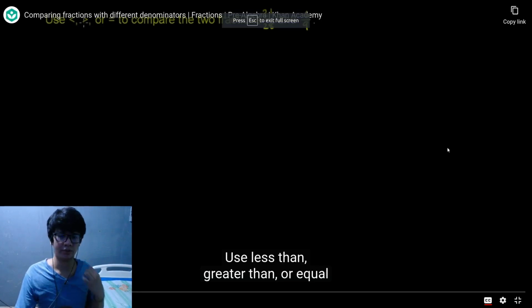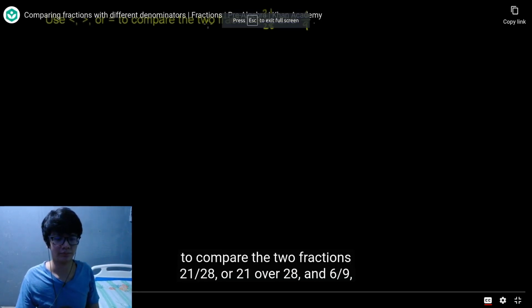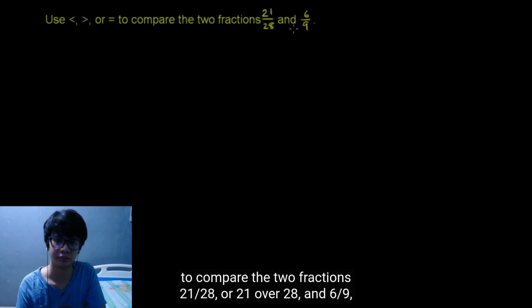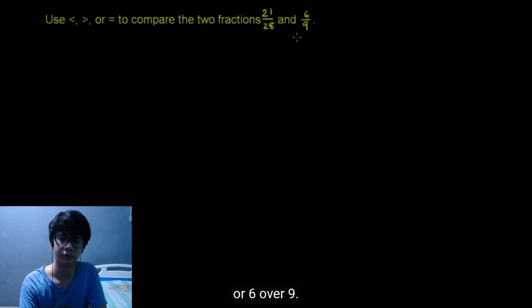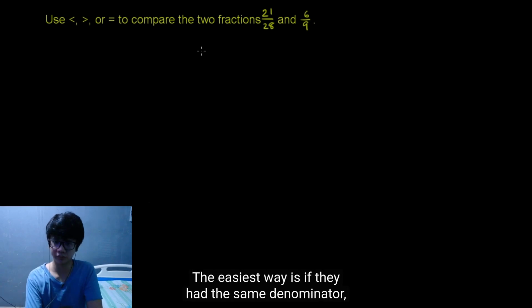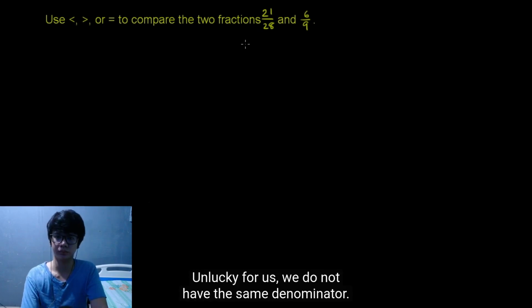Use less than, greater than, or equal to compare the two fractions 21 over 28 and 6 over 9. So there's a bunch of ways to do this. The easiest way is, if they had the same denominator, you could just compare the numerators. Unlucky for us, we do not have the same denominator.